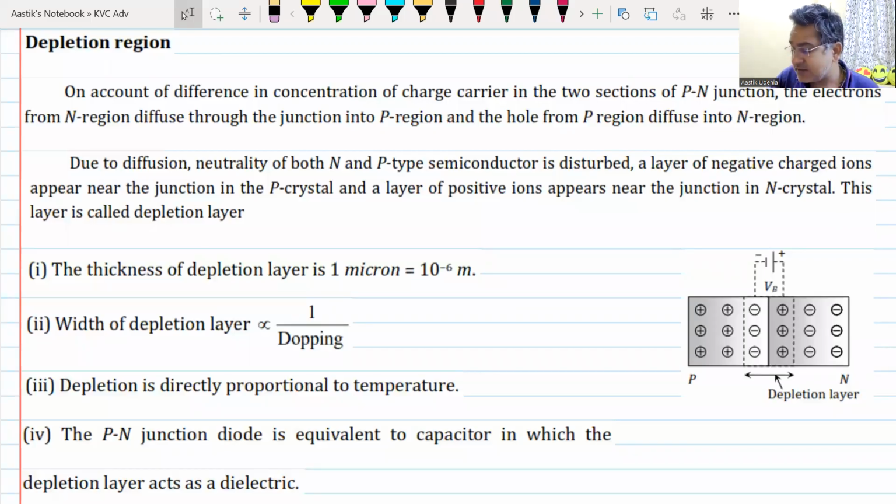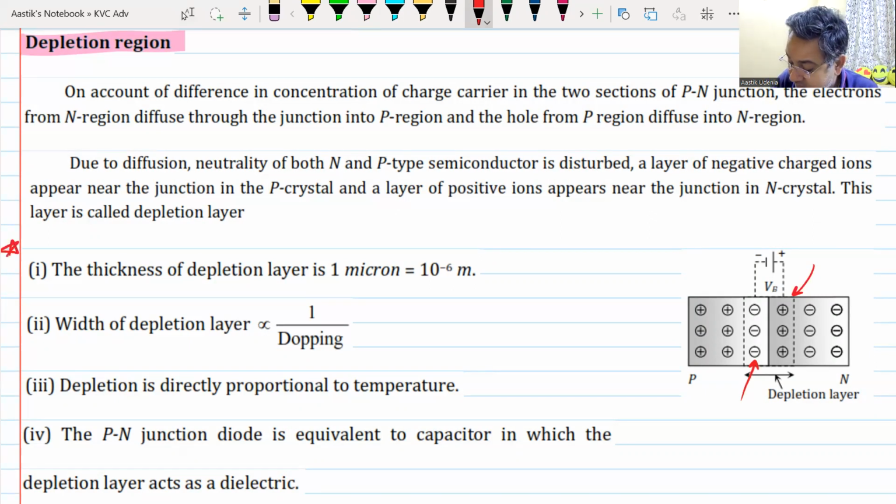So this is again illustrating the same fact. What is the depletion layer? Because of diffusion of electrons from n type to p type and holes from p type to n type, a negative layer comes near the p type and a positive layer is formed near the n type. There is no free electron or hole in this region. This region is known as the depletion region or the depletion layer.